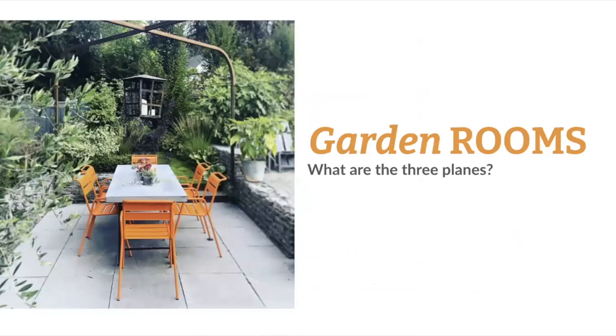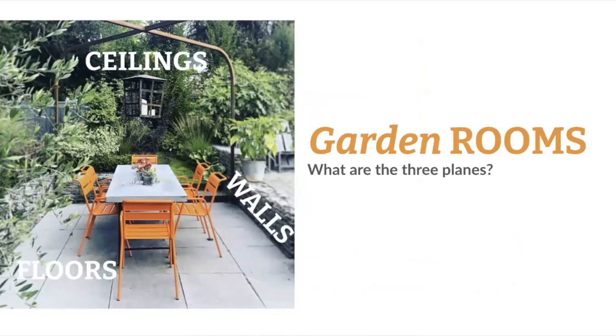We're not going to get into detail about this tonight because that's a whole other presentation, but they're basically composed of what's on the floor for that garden room. Is it lawn? Is it paving? Is it mulch? What is it that you're stepping on? We're going to have walls. Walls can be plants. They can be fences. They can be actual walls.